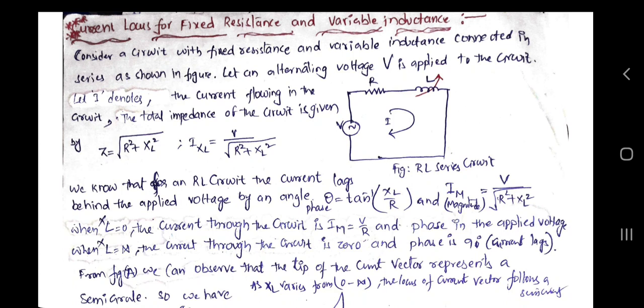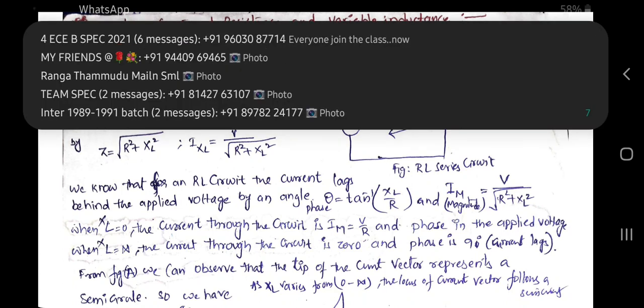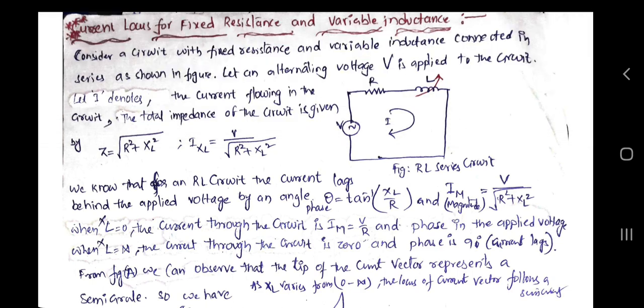Now the current passing through the inductor coil is given by the applied voltage V divided by the total impedance Z, so V by under root R square plus XL square. For an RL circuit, the current lags behind the applied voltage. Already we discussed that the voltage is leading in inductance and the current is leading in capacitance. Here, with respect to the current, the current lags behind the applied voltage, which is 90 degrees apart generally.